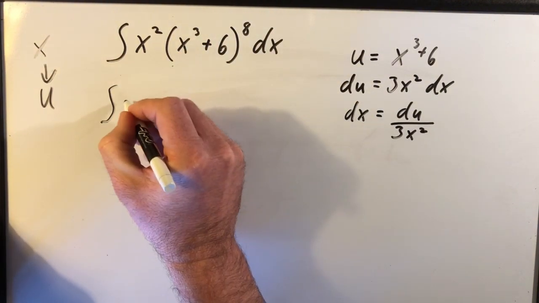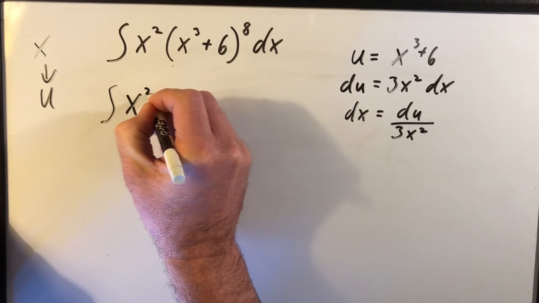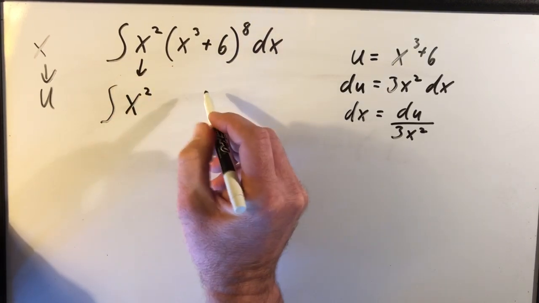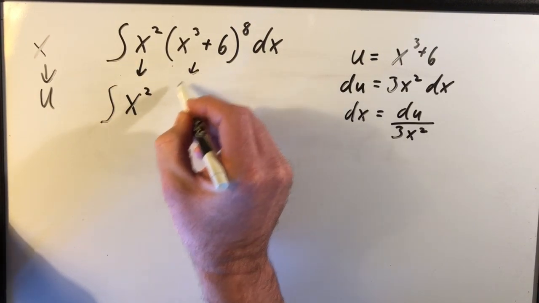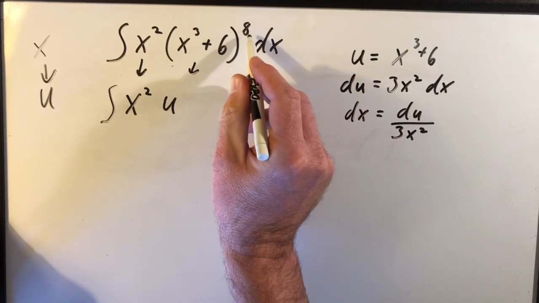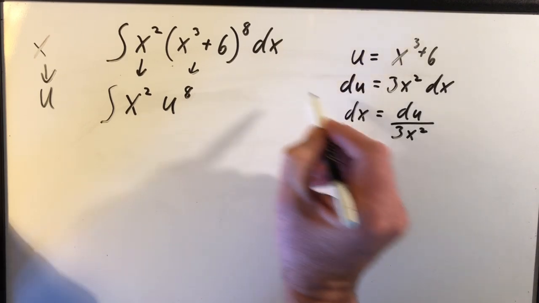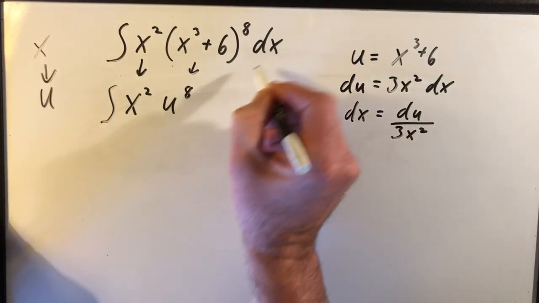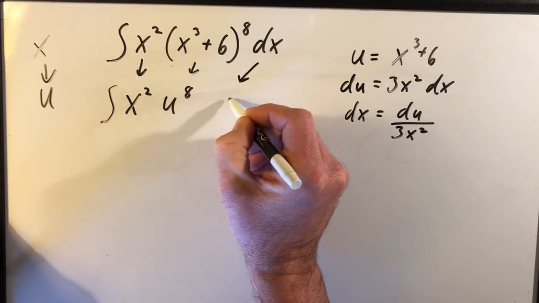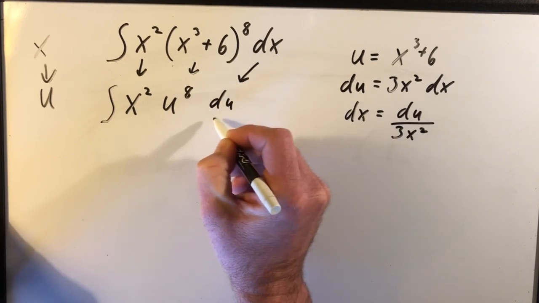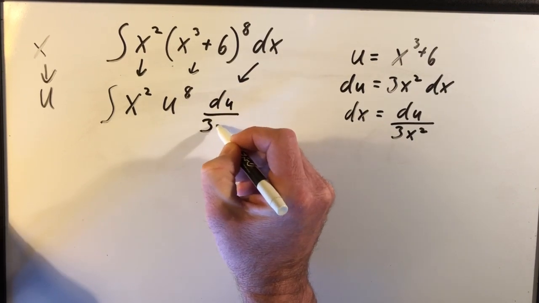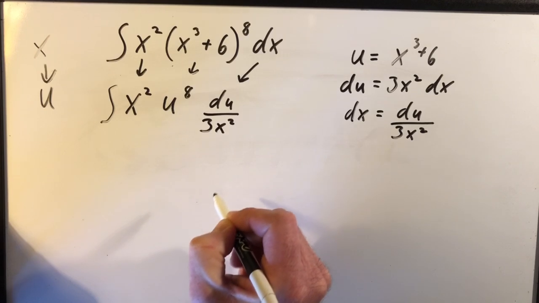So then I'm going to take the long road. I'm not going to take any shortcuts here. So I'm going to have x squared, just from that guy right there. This guy becomes u to the 8th power. Okay? And then my dx, I'm going to substitute in this. So this is going to become du divided by 3x squared.